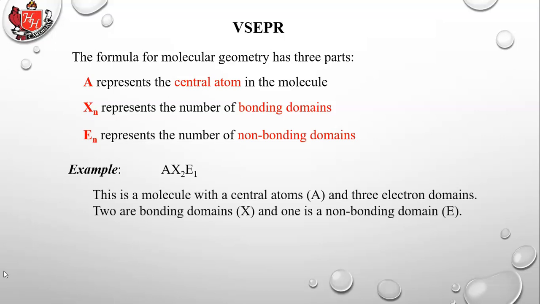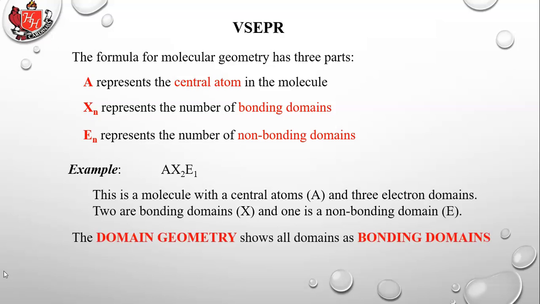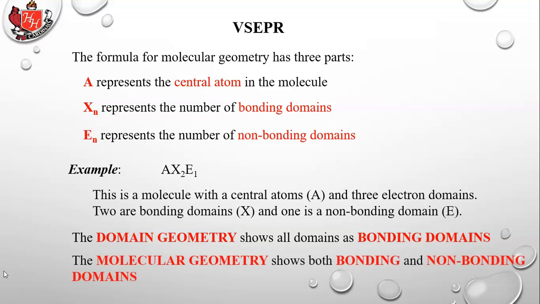This is a molecule with a central atom A and three electron domains. You just add up the numbers at the bottom; that's the total number of electron domains. Two of the domains are bonding domains, those are the X's, and one is a non-bonding domain, that's the E. That would be a lone pair somewhere on the molecule. The domain geometry shows all domains as bonding domains, and the molecular geometry shows both bonding and non-bonding domains. You'll see what that means as we get into some examples.